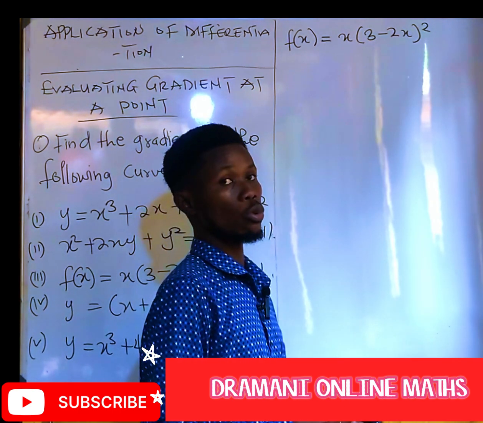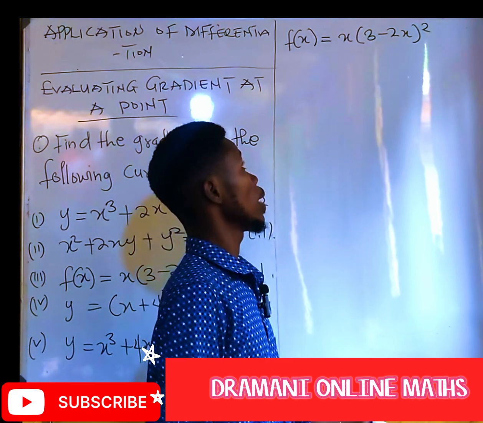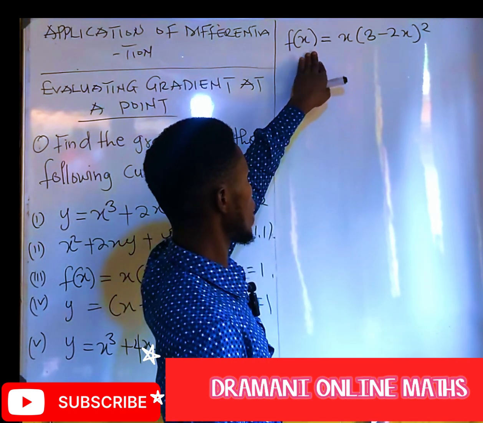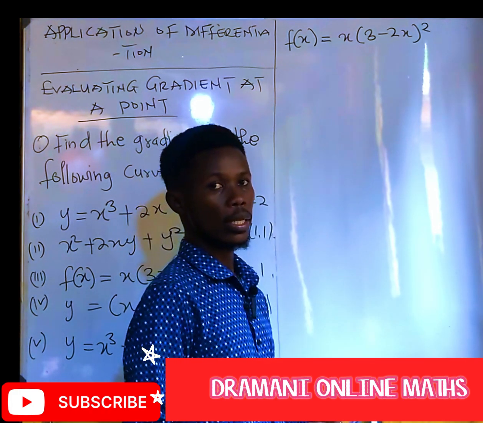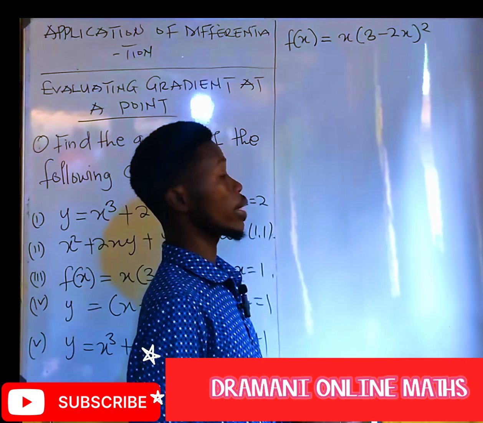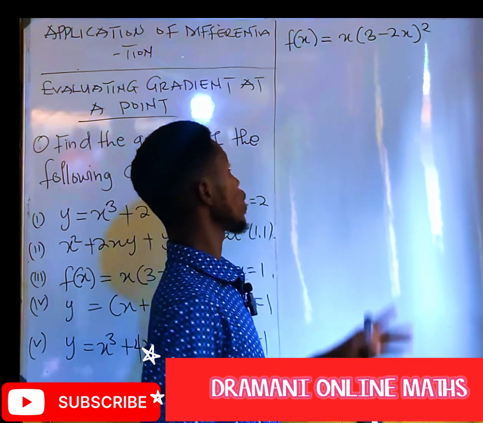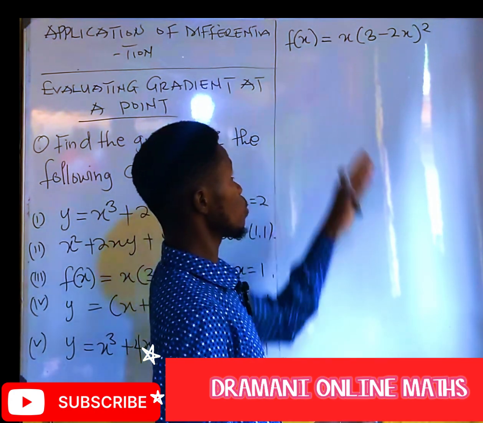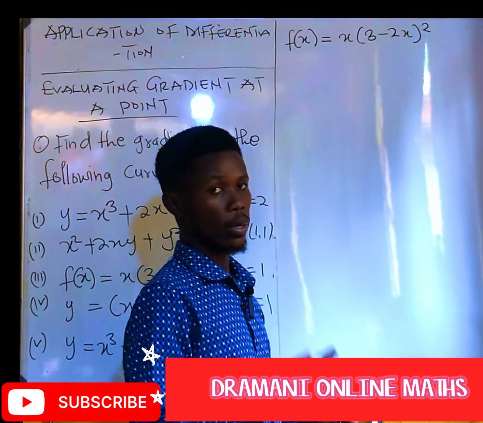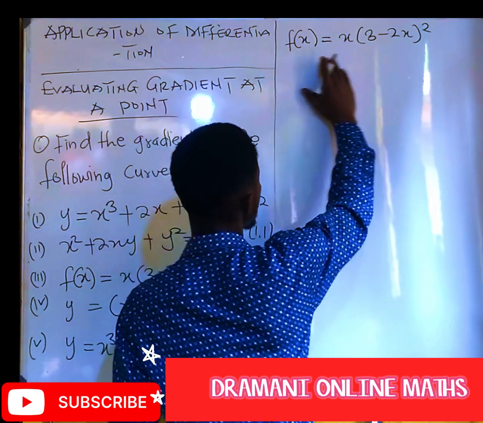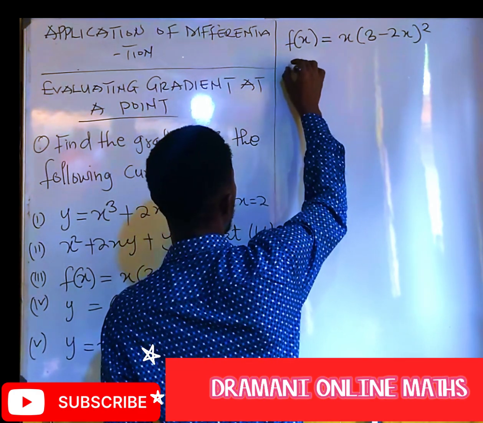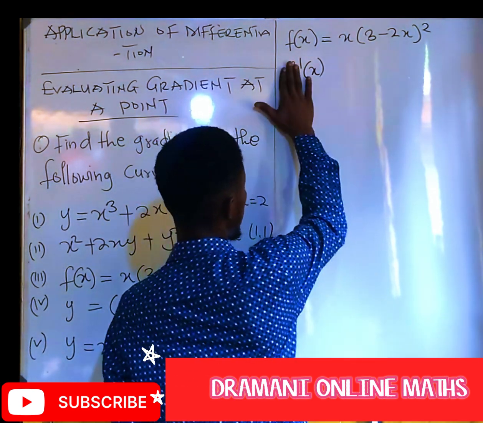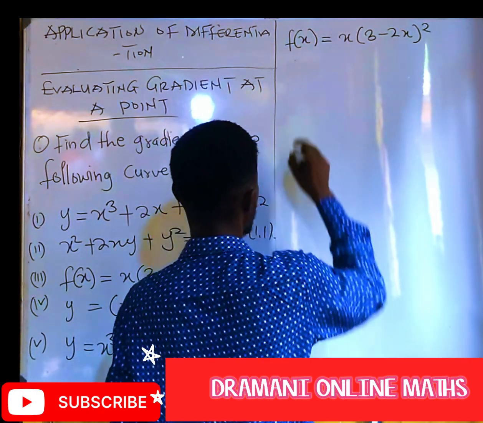If you think you will suffer with it, you can decide to expand it, because (3 minus 2x) squared is easy to expand. Is that okay? Good. Also this f(x) here is the same as y, so you can say let y be equal to f(x), or you can decide to maintain this. If you maintain this, then you make it f prime of x, that's the first derivative. If you want to use f prime of x instead of dy/dx, it's the same thing. But before I do that, let me expand this first.